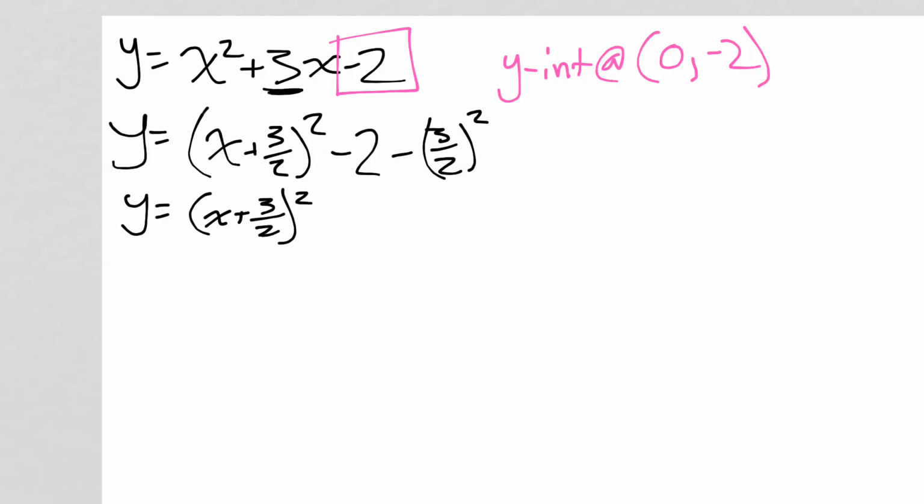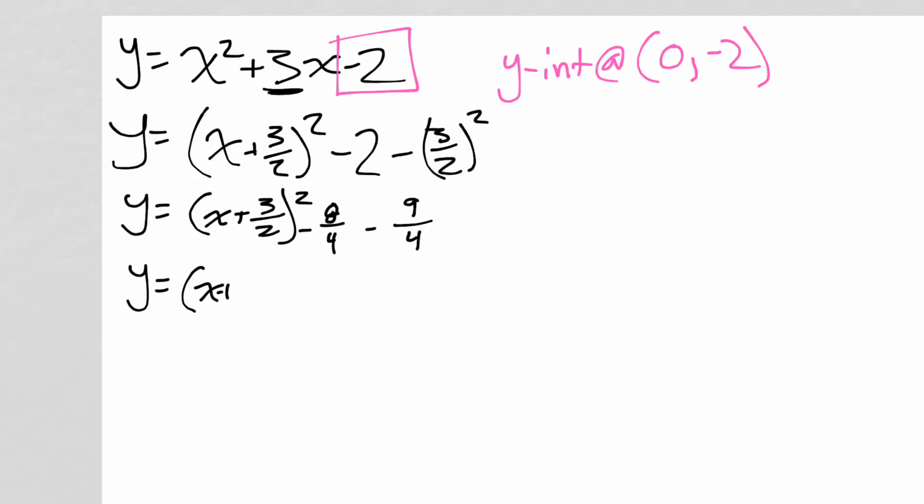3 halves squared, all you have to do is square the top and square the bottom. So if you square 3, you get 9. If you square 2, you get 4. So we're going to be subtracting 9/4 from 2. So let's write 2 with the denominator of 4 as well. Well, that's going to be 8/4. Multiply 2 by 4, you get 8. So 8/4 is the same as 2. So now we can simplify.